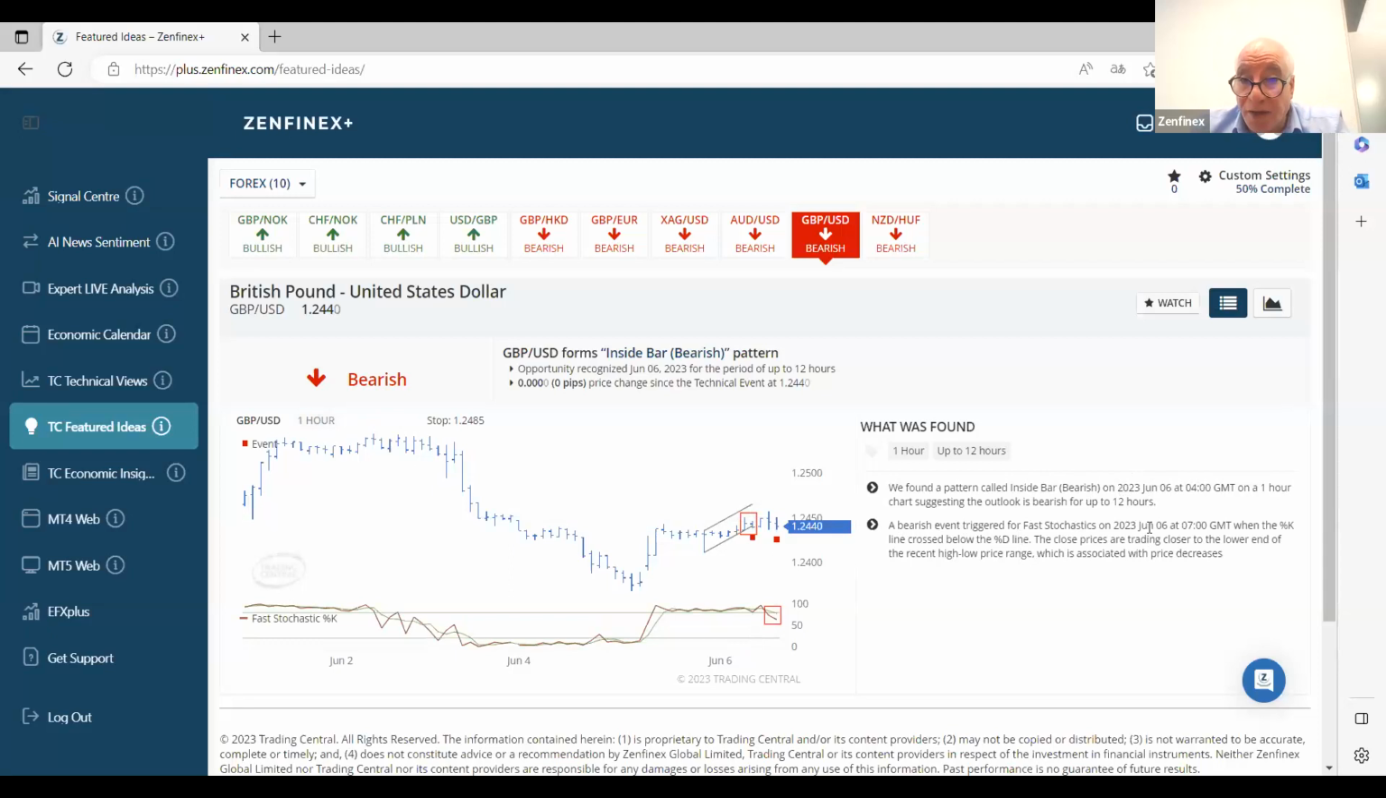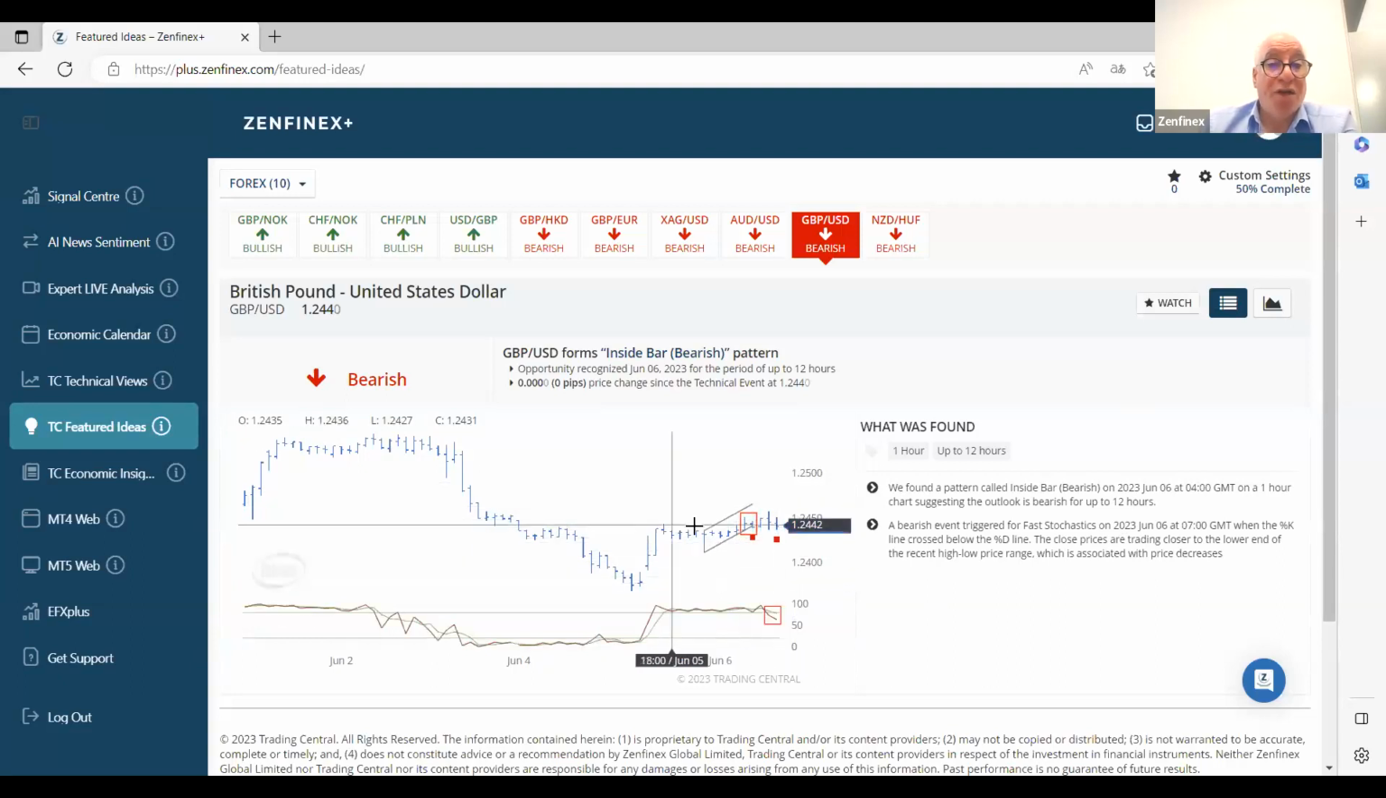Found a pattern called inside bar, so it's 4 o'clock London time or GMT today, suggesting the outlook is bearish for the next 12 hours. A bearish event triggered, and they use stochastics and moving average. Anybody who has been to my webinars knows I don't tend to use moving averages, oscillators, or such like things. So let's do a bit of analysis on this GBP USD and see if we agree with what they're saying. They're saying that on the stochastics, it's overbought. The next move is likely to be down because the inside bar is also indicating that.